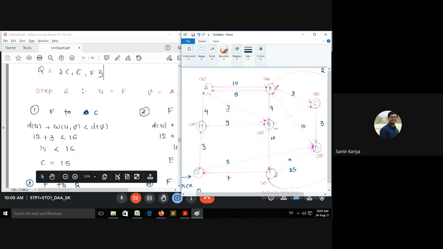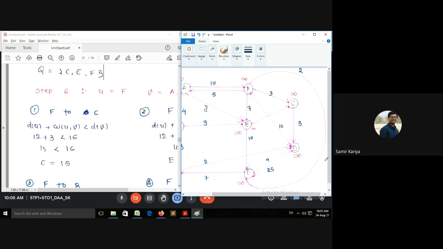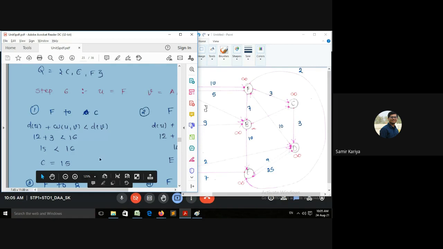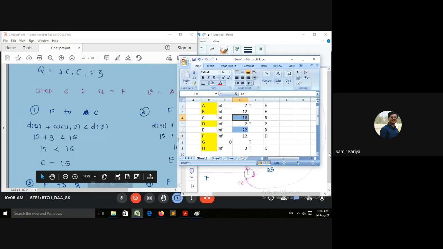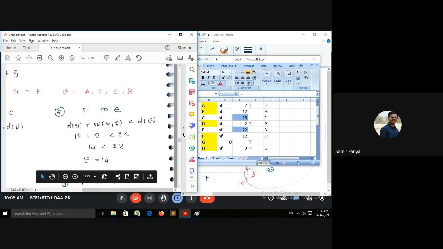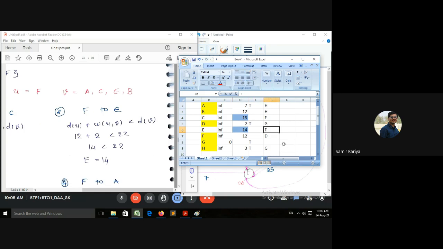Find out the direct edges from F: F to A, F to B, as well as F to C, and also F to E. Okay, there are four edges. So let's find out the four distances. First of all, F to C. Here it's 15, less than 16, yes. Then update here 15, and parent node F. Second, F to E, that's 14. And here make the parent F.